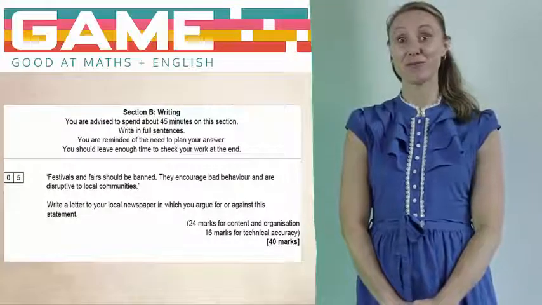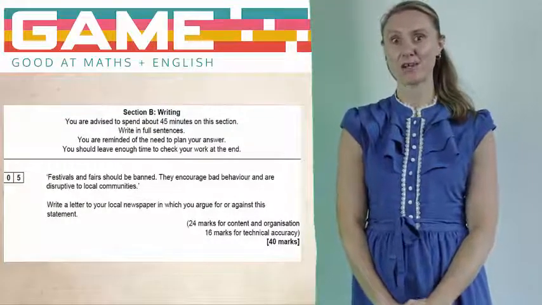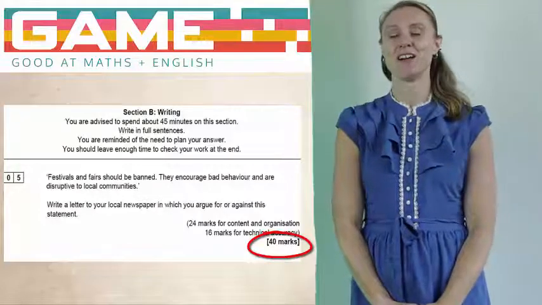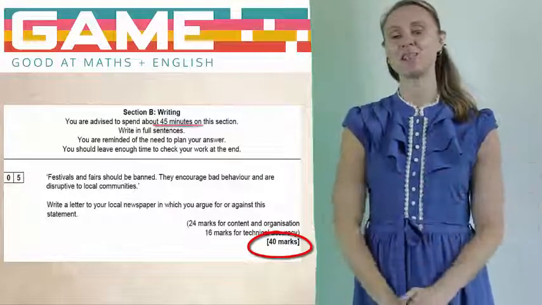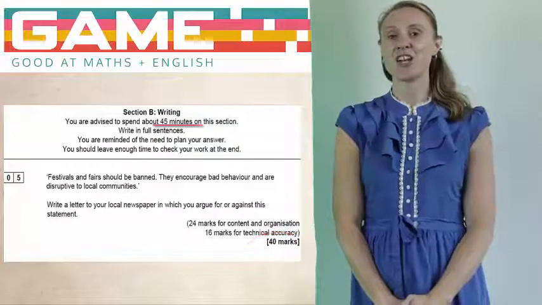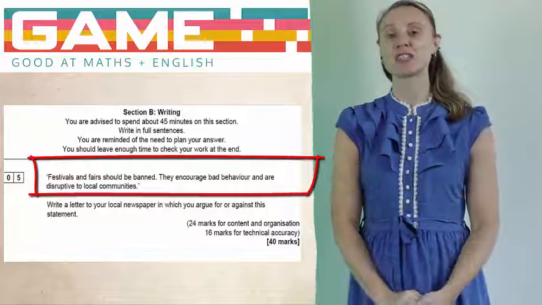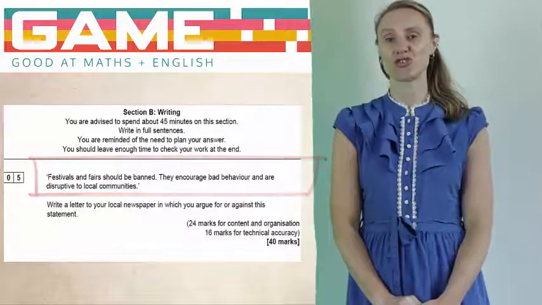Okay, so now we're on to the final question of the paper. Question 5, 40 marks available, half the marks for the whole paper. So all your remaining time is going to be used on this paper. You're going to be given a controversial statement which you need to respond to, to produce your non-fiction text.